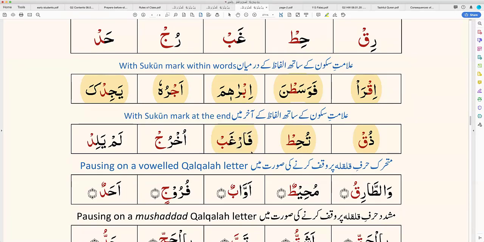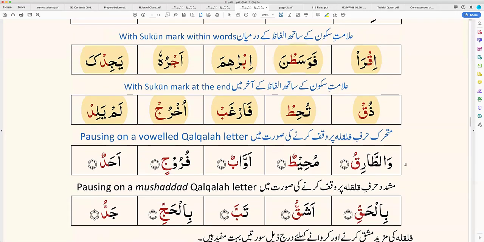Farghab. Well done. Farghab. Well done. Ukhruj. Well done. Mashallah, your pronunciation is very nice. Lam yalid. Well done. Mashallah, very, very nice reading. Your pronunciation is very good. Well done. Jazakumullah.